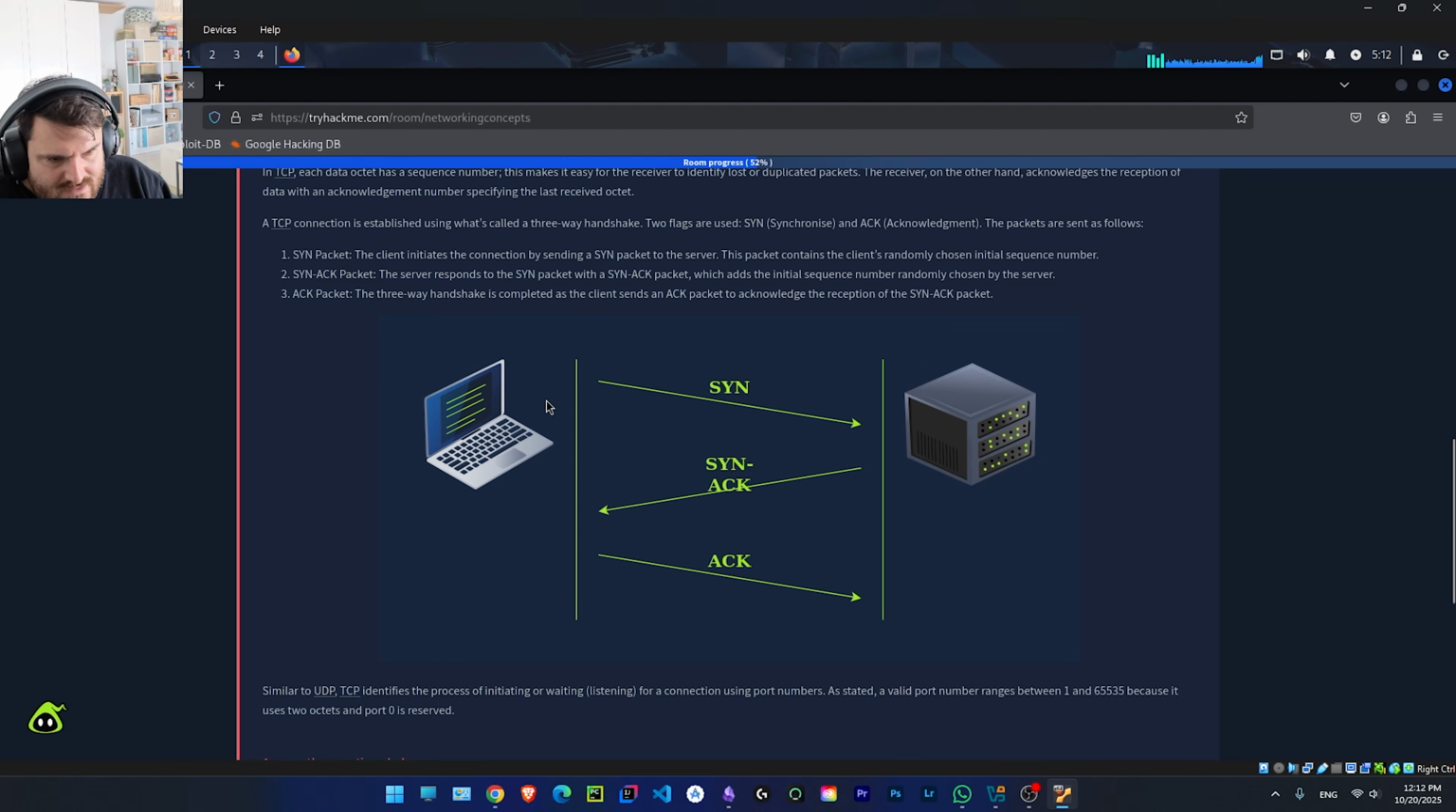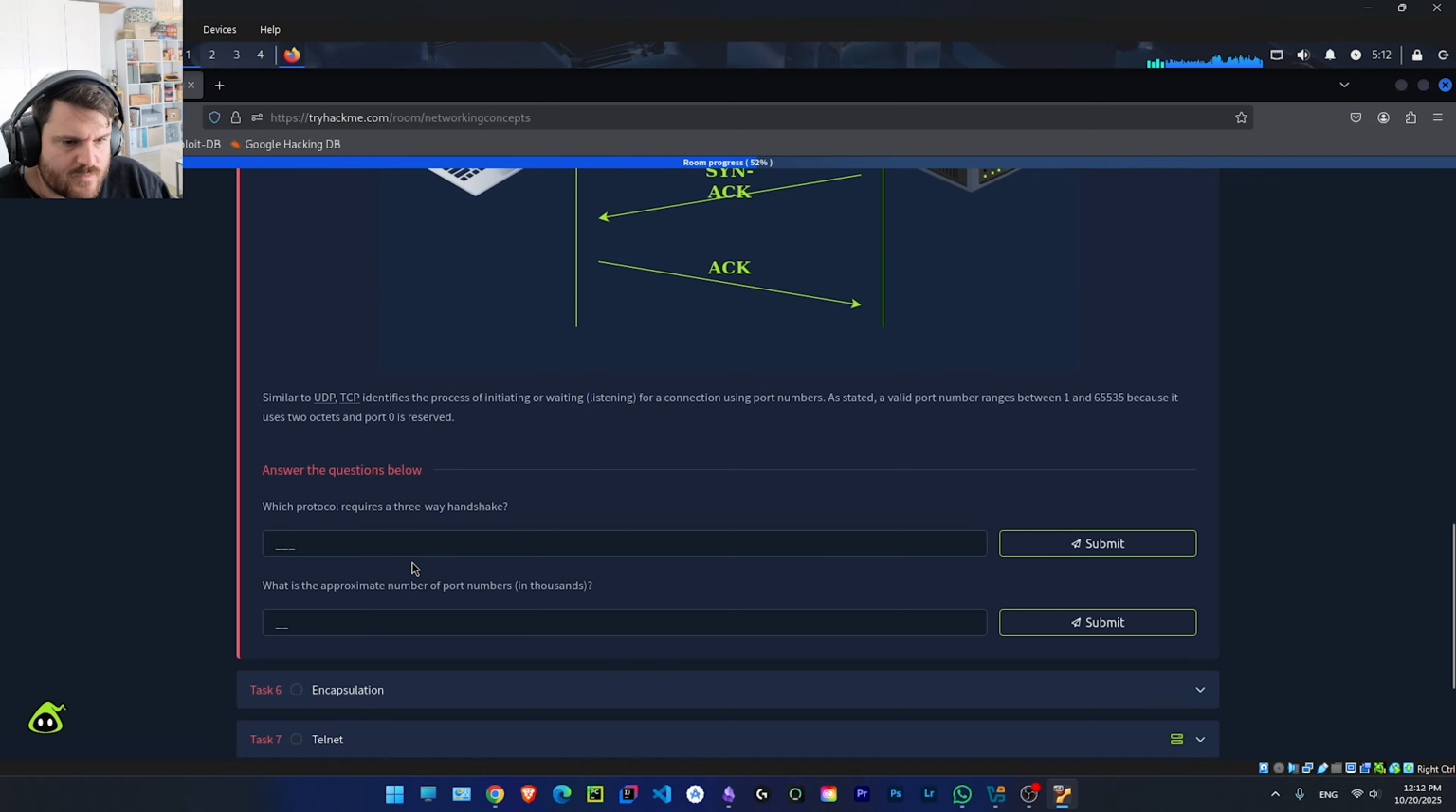Say we request a page from Google. The synchronization is initiated, the server sends back the synchronization with the acknowledgement, and we send back to the server the acknowledgement. Similar to UDP, TCP identifies the process of initiating or waiting or listening for a connection using a port number. As stated, the valid port number ranges between 1 and 65,535 because it uses two octets, and port 0 is reserved.